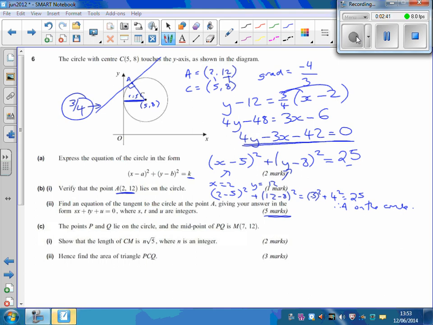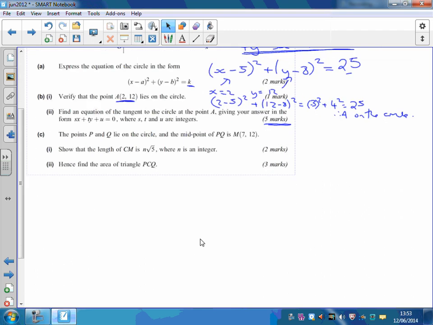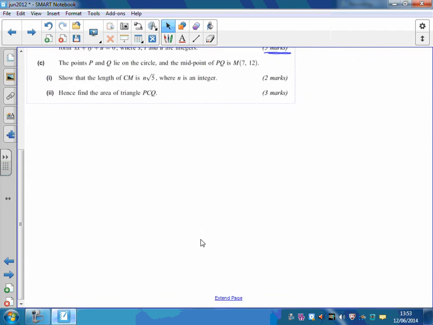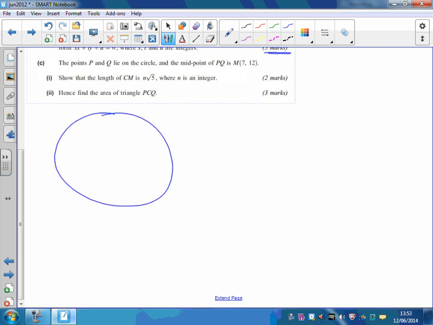Part C, let's move down now for part C. Let's get some more room. We're talking about the midpoint and a couple of new points here. I think I might draw this again. So I've got a circle. I've got my centre here. I've got a couple of points P and Q. In the middle of them is a point M. And we also know what point C is, don't we? Point C, the centre of the equation, was (5, 8). Point M is (7, 12).